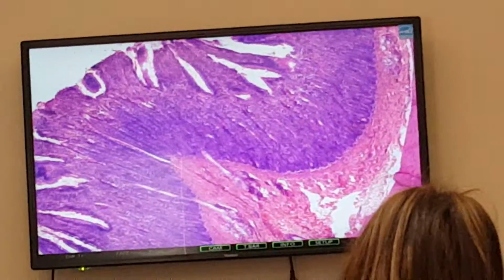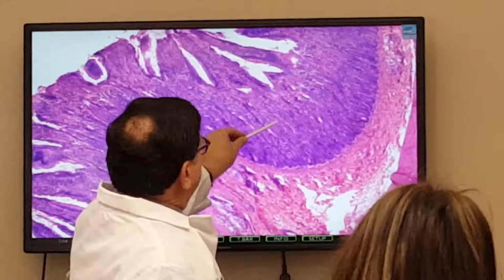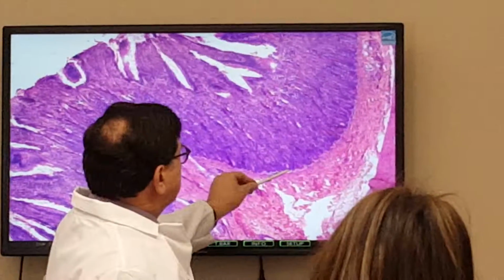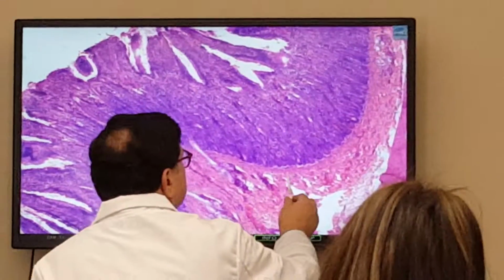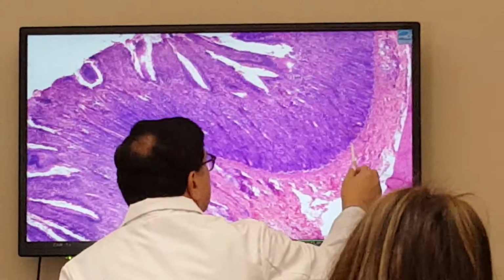Okay. This is all part of the mucosa here. These are all crypts coming all the way down to this point here, and then this layer of tissue right here is the muscularis mucosa.